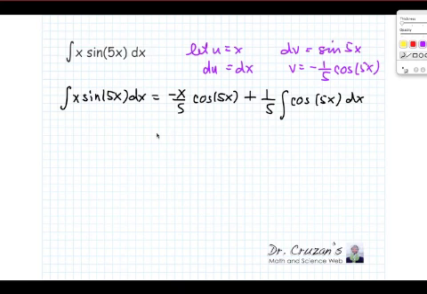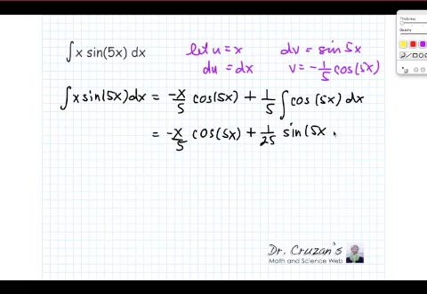And so I'll just go ahead and write out the answer to that. So this is minus x over 5, just rewriting the first term here, cosine of 5x. And then it's going to be, well, we'd have a 5 out here, and so, sorry, I'd have to divide by 5, so I'll have 1 over 25 times sine of 5x. And then plus my constant of integration.